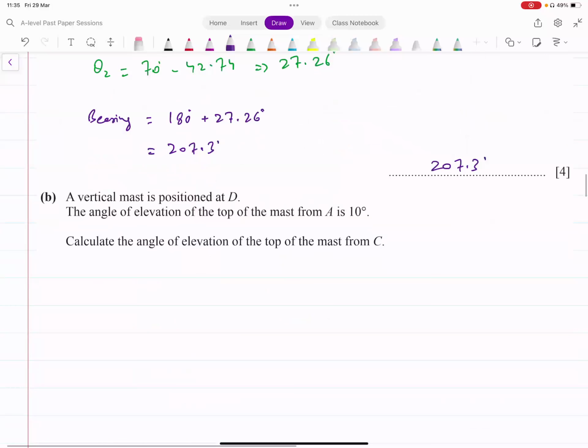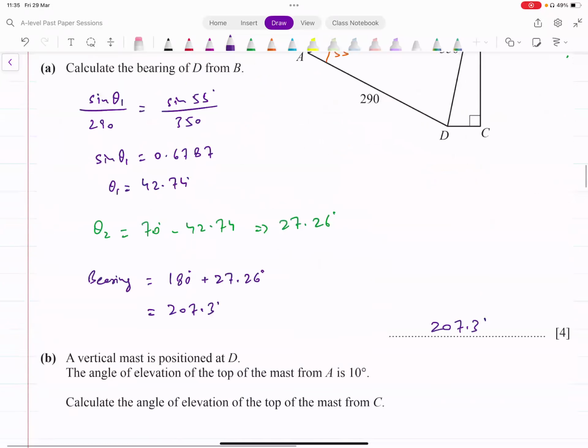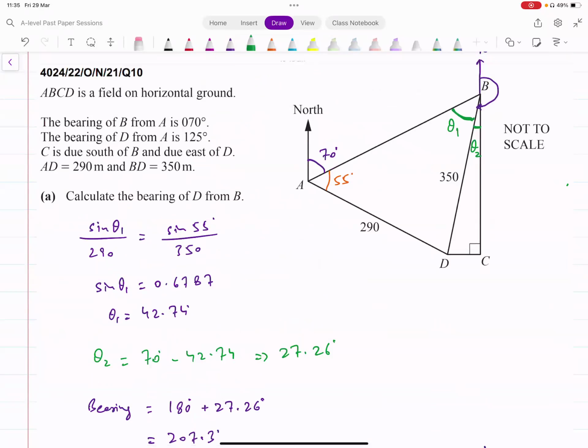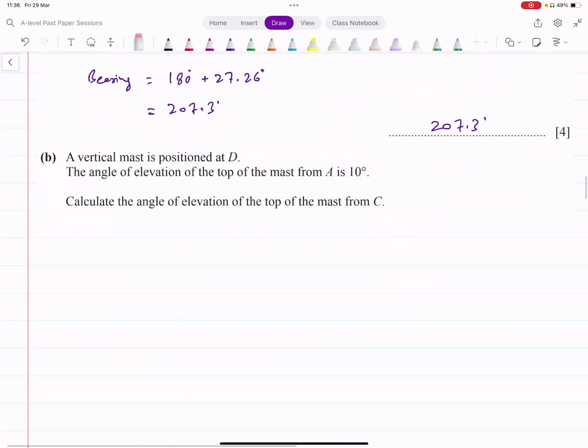Okay, now it says a vertical mast is positioned at D. Okay, so now it's something related to 3D figures. We have a vertical mast that is positioned at this point D. So at this point D, we have a vertical mast. So it's like a vertical tower or something, right? So that's what we have here. The angle of elevation of the top of the mast from A is 10 degrees. Now, how do you think about that?